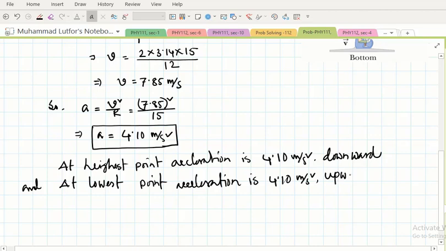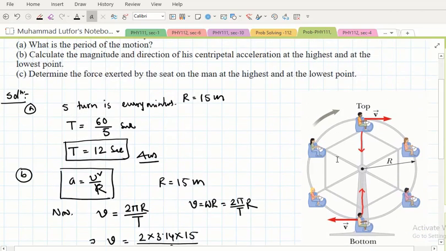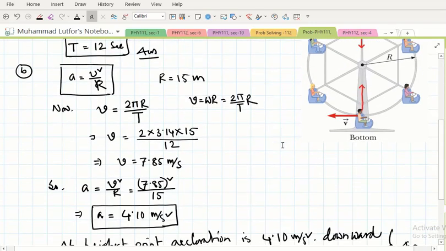It should be upward. So this is actually the answer to question B. Now in part C, we have to find the force exerted by the seat on the man at the highest and the lowest point.